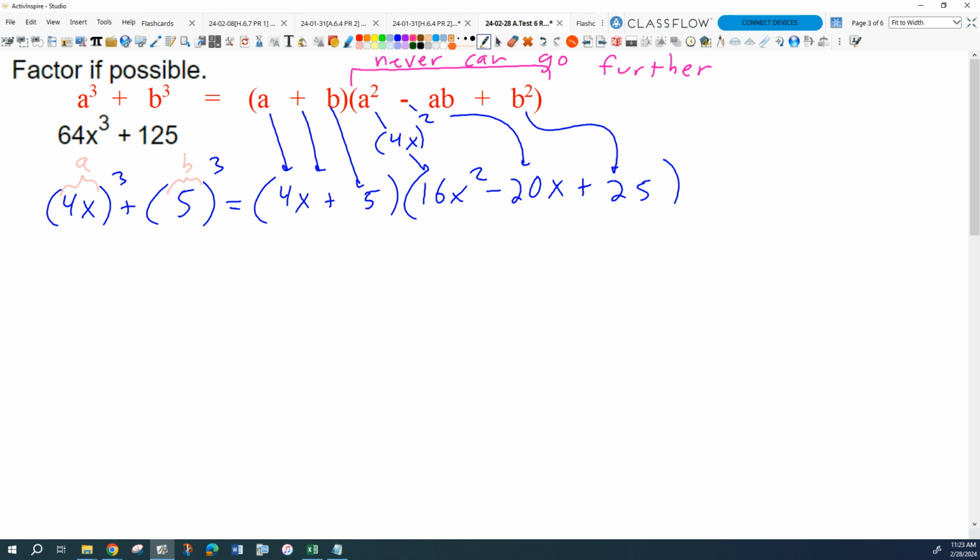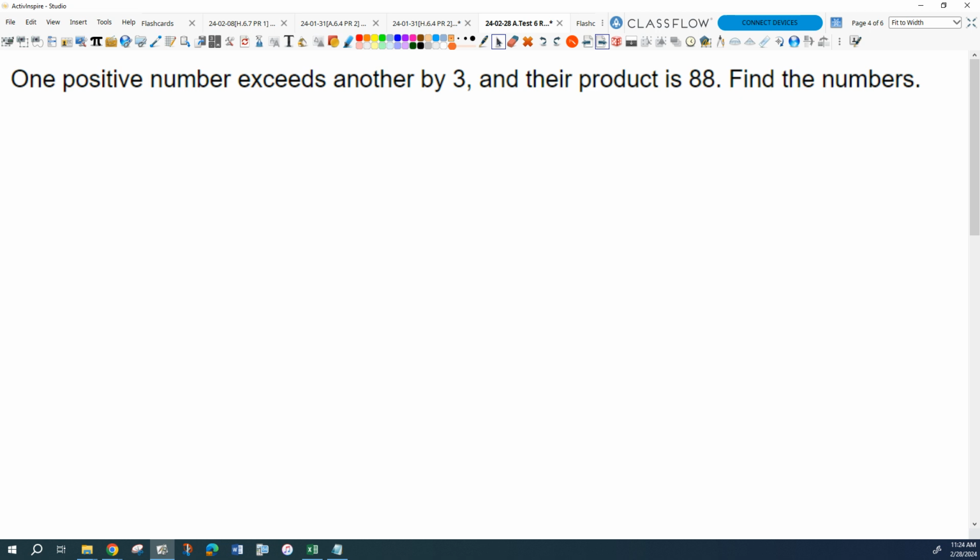So it can never go further. Okay, good? Make sense? Okay. Tell you what, let's do one more, just so we get one more out of the way, and then we'll be good.